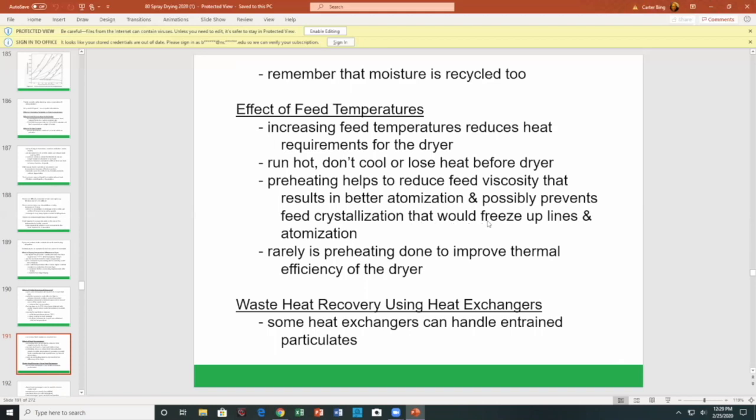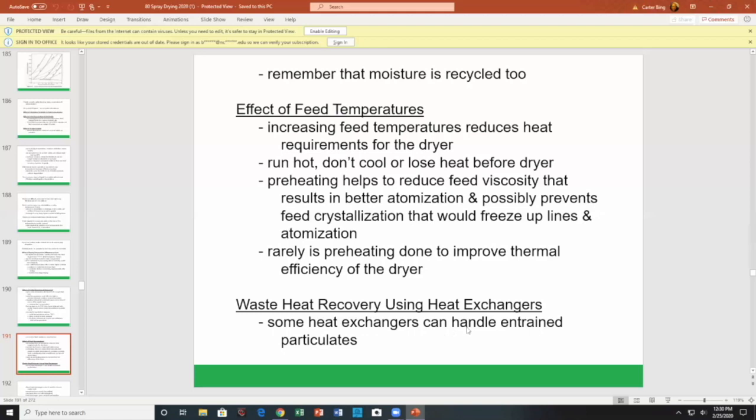The line freezes on you. You heat it up a little bit. You trace the lines with heating. So it can help. You play what-happens games. What happens if I lose feed due to line crystallization? Remember, I'm pushing the feed to higher and higher solids, and that way I'm pushing it towards higher and higher crystallization probability. Rarely is preheat done to improve thermal efficiency.